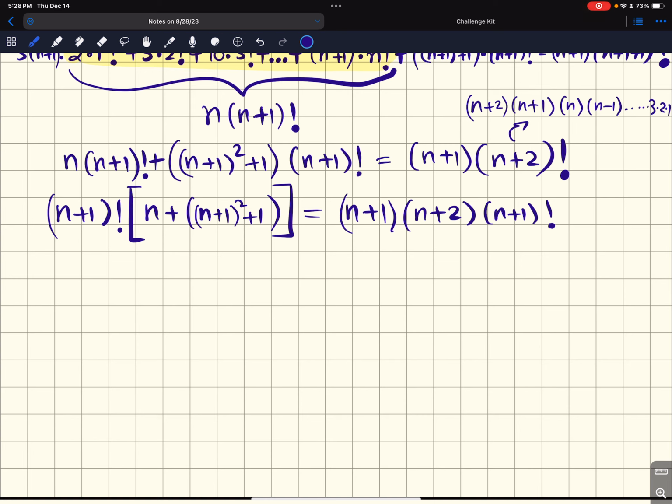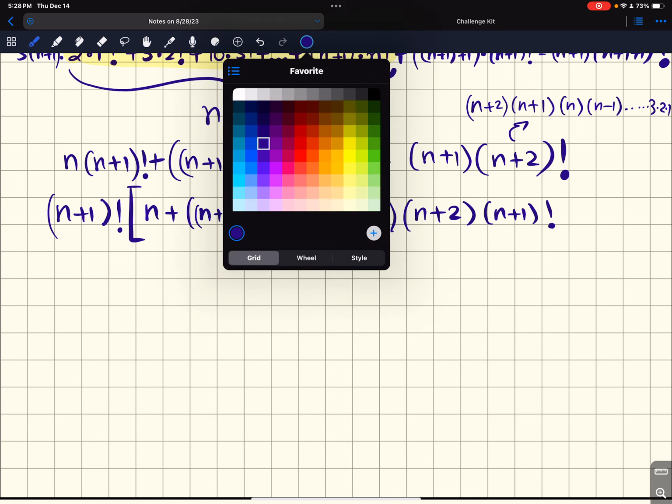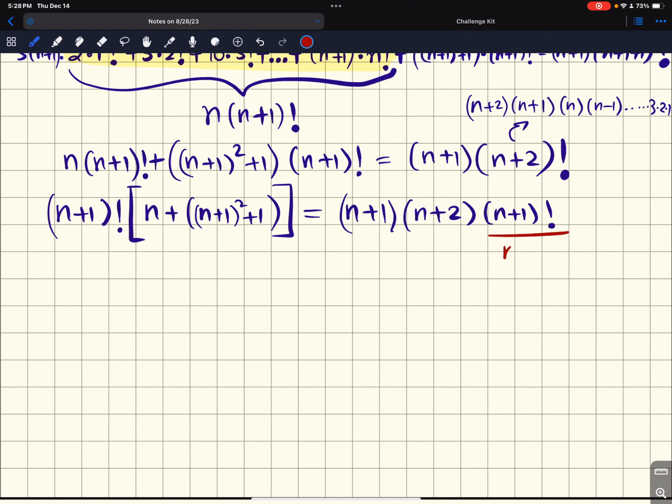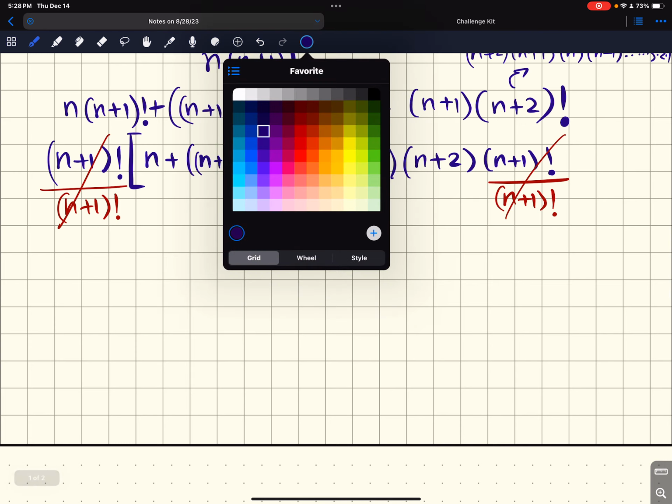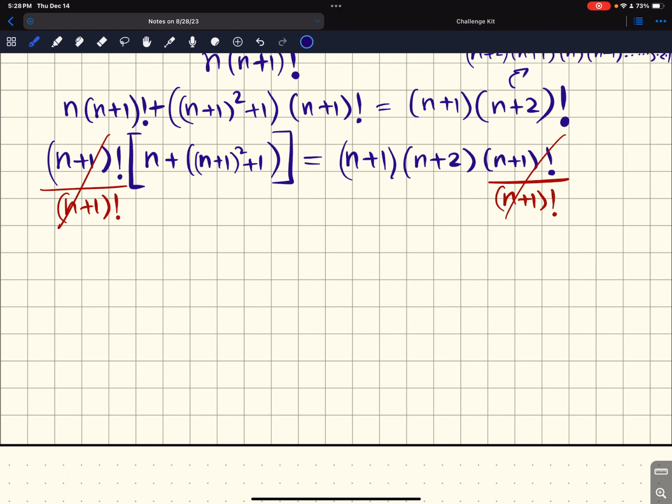Now you can easily just divide n plus 1 factorial by n plus 1 factorial. That just becomes 1, right? So once you have that ready, what do you do next? You just do n plus 1 squared plus 1, which is equal to n plus 1 times n plus 2. Now you just FOIL it.